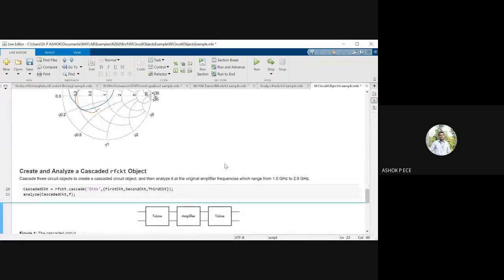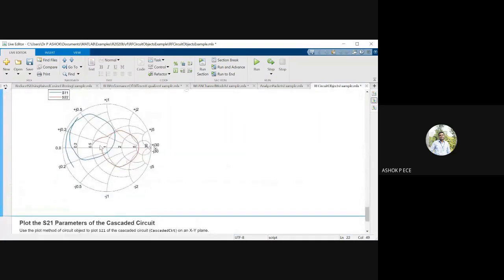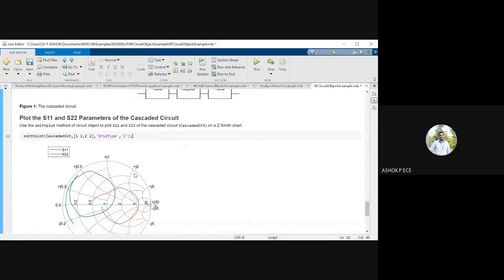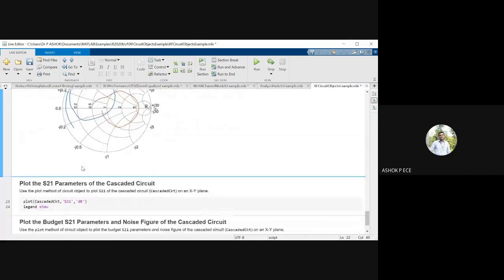But after impedance matching, what you see here, both the circles, red and blue, red is going to be for the output, blue is going to be for the input. Both are going to contain the center of my Smith chart. So my amplifier is going to be stable. So I have got this cascaded circuit Smith chart.